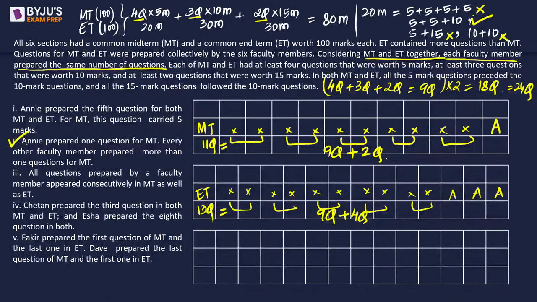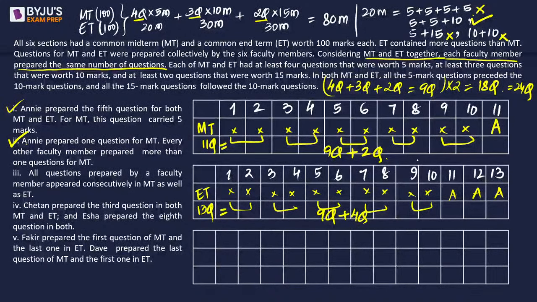ठीक है, let's read the first statement. First statement says Annie prepared the 5th question for both MT and ET. So let's fill this up. This is question number 1, 2, 3, 4, 5, 6, 7, 8, 9, 10, 11. ये question numbers हैं. End term में these are question numbers 1, 2, 3, 4, 5, 6, 7, 8, 9, 10, 11, 12, 13. So there are 13 questions there.